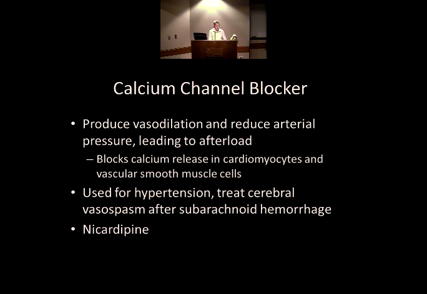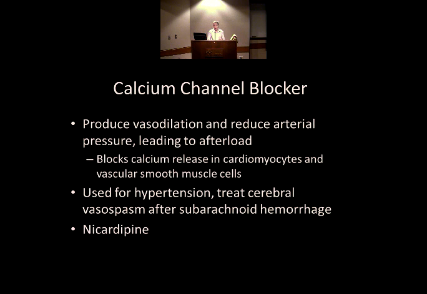The other classes of antihypertensives we have are the vasodilators, then calcium channel blockers, and then beta blockers. So the calcium channel blockers produce vasodilation and reduce arterial pressure, so it's going to decrease your SVR. Then that ends up leading to a decrease in afterload. So it's going to decrease that pressure that your heart has to pump against, therefore making it easier for your heart pump to do its job.